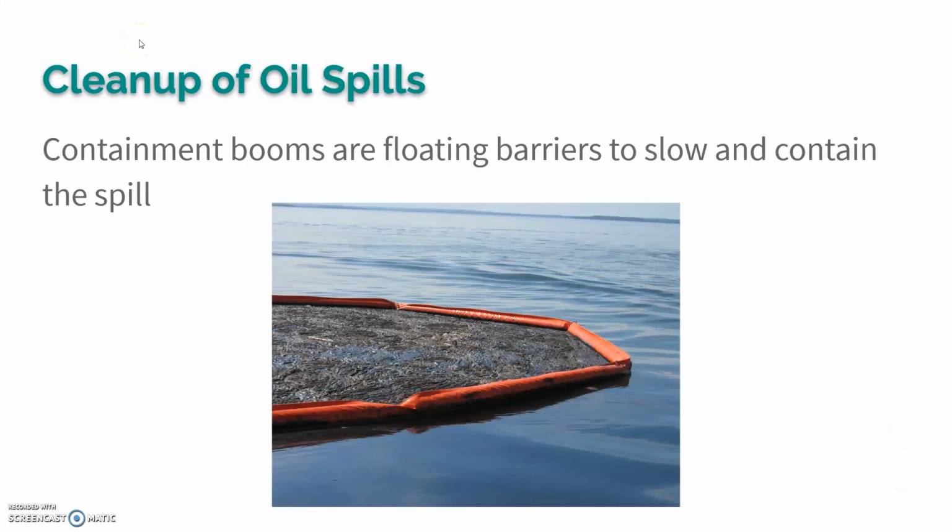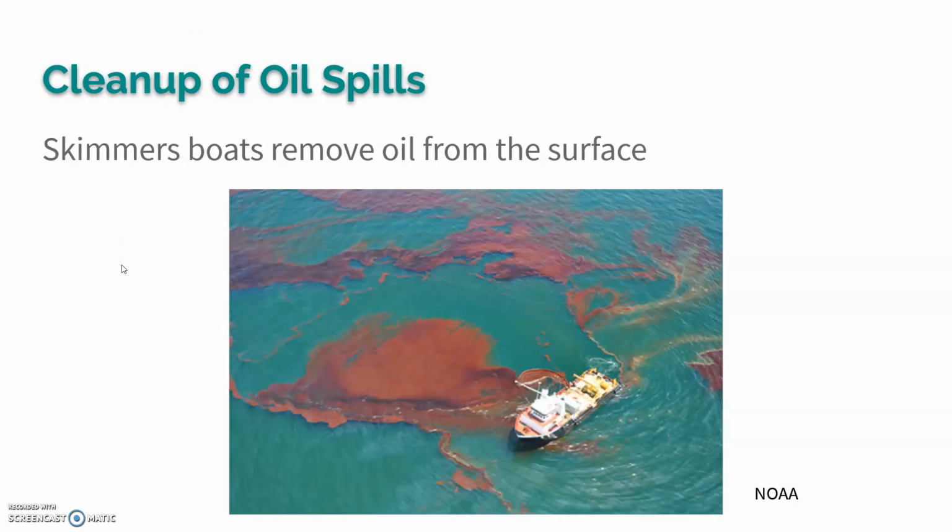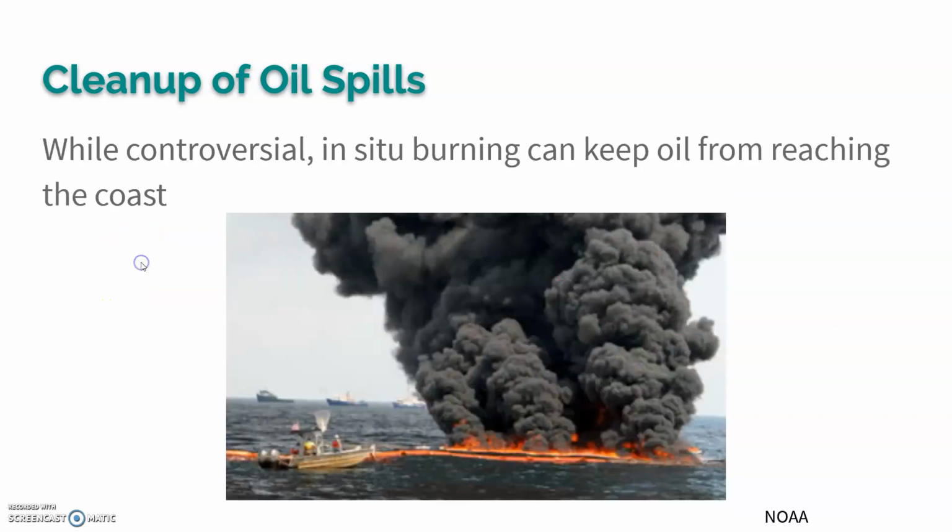Some common strategies to clean up oil. There's containment booms. So containment booms are like giant nets, and they're designed just to slow down the spread and contain the spill. And it's not going to clean it, but it does kind of squish it all together so it becomes easier to clean. And skimmers are used to, like the name suggests, literally skim it off of the surface. It does not take oil that sinks to the bottom, though.